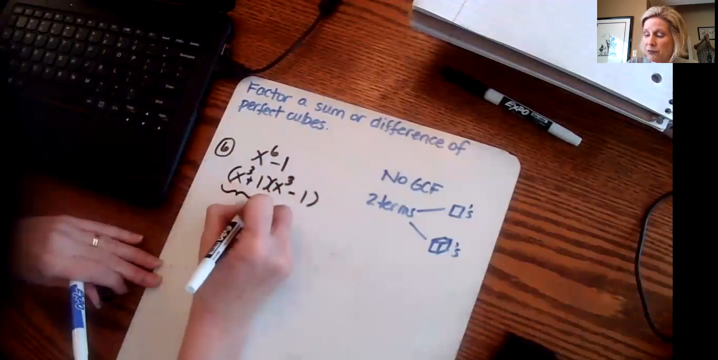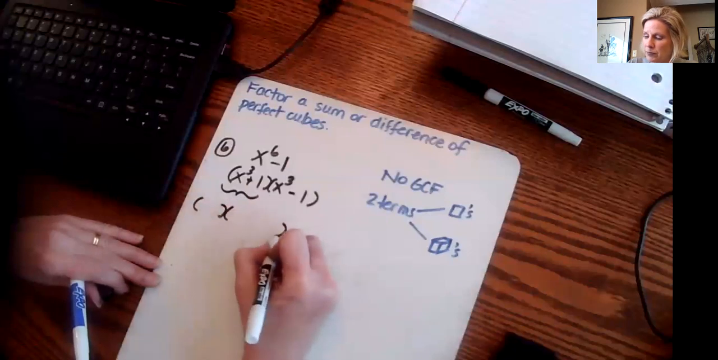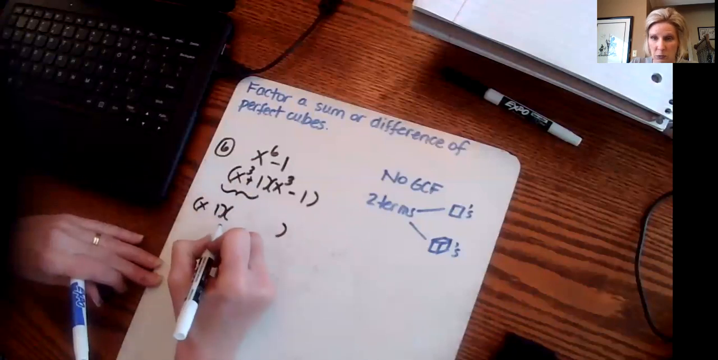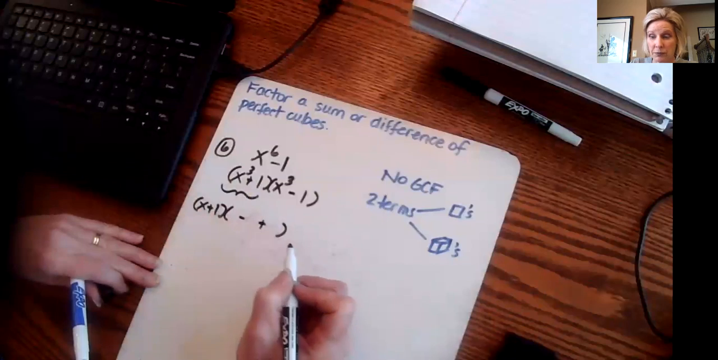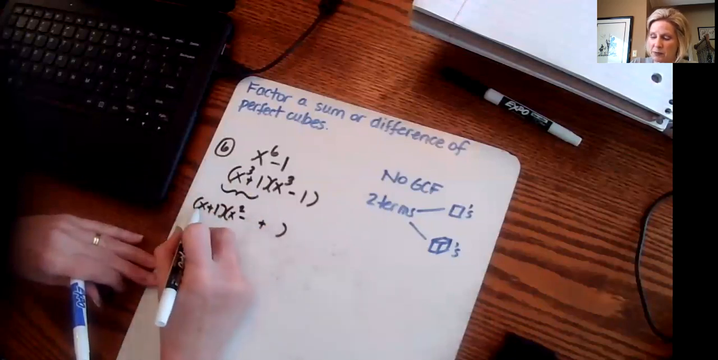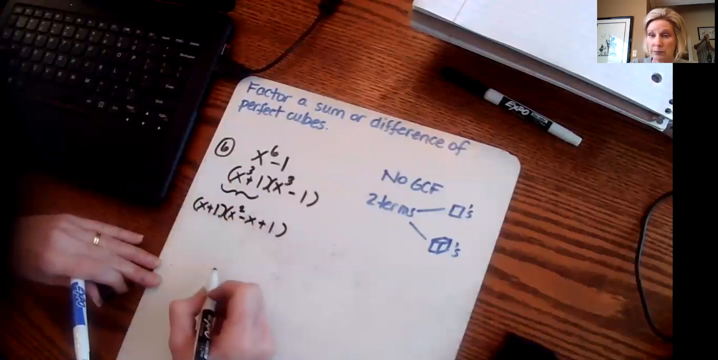So the first one, I'm going to go by, try, soap. X cubed is x times x times x. 1 is 1 times 1 times 1. Same, opposite, always positive. First squared is x squared. First times second is 1x. Second squared is 1 squared.